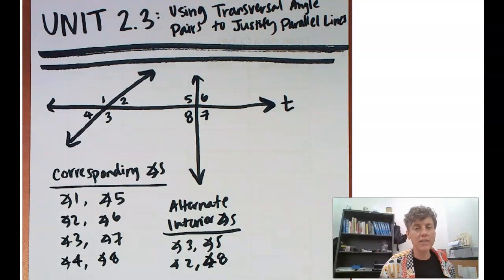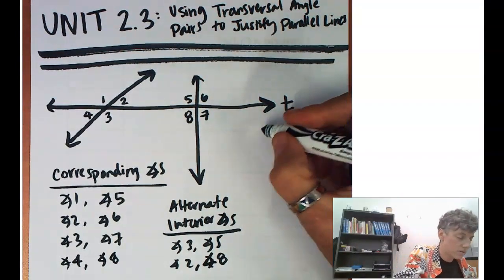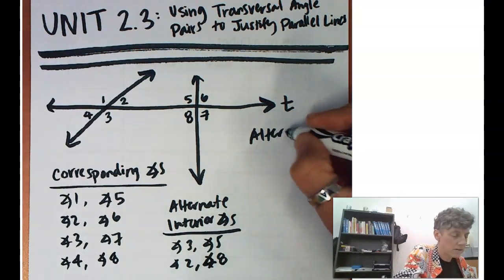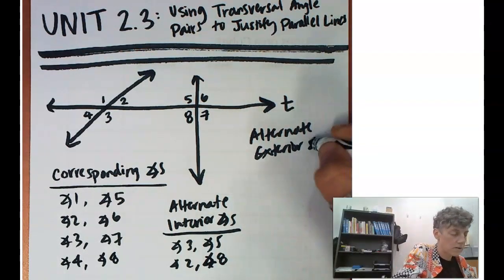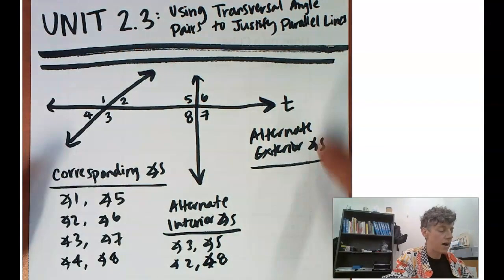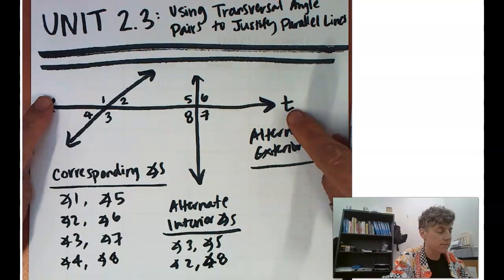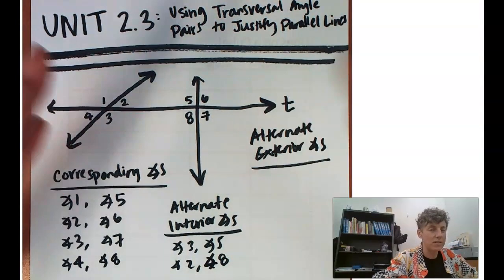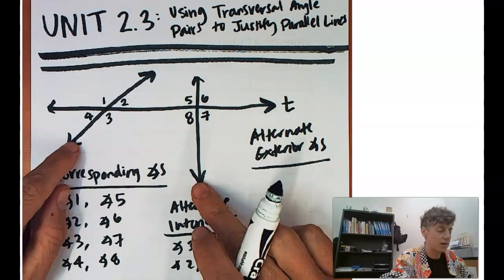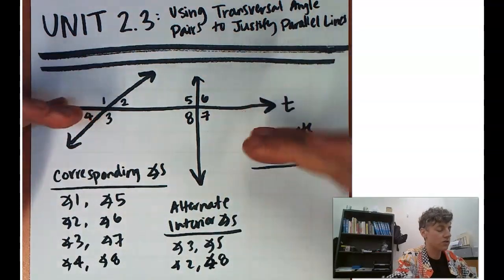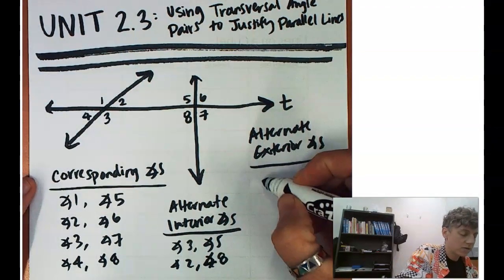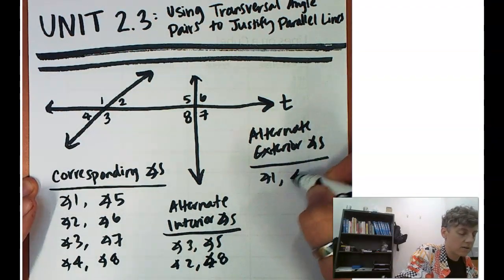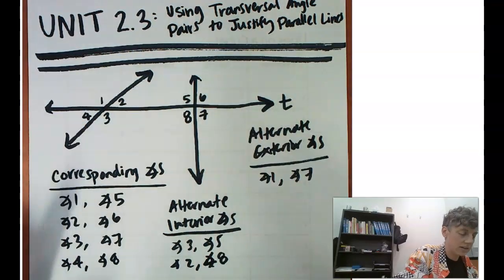We also have alternate exterior angles. Alternate exterior angles. Those are opposite sides of the transversal and on the outside of these two lines. So opposite sides of the transversal, outside of the two lines, going to be angles 1 and 7. Those are alternate exterior. And 4 and 6.